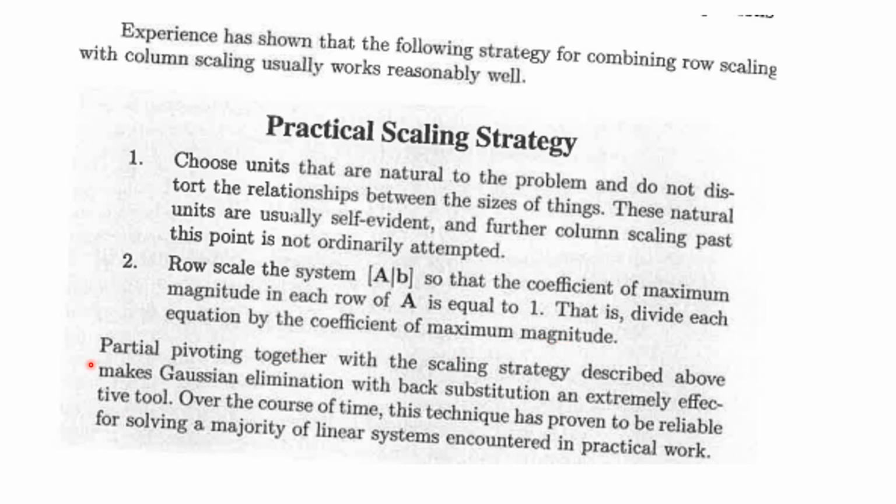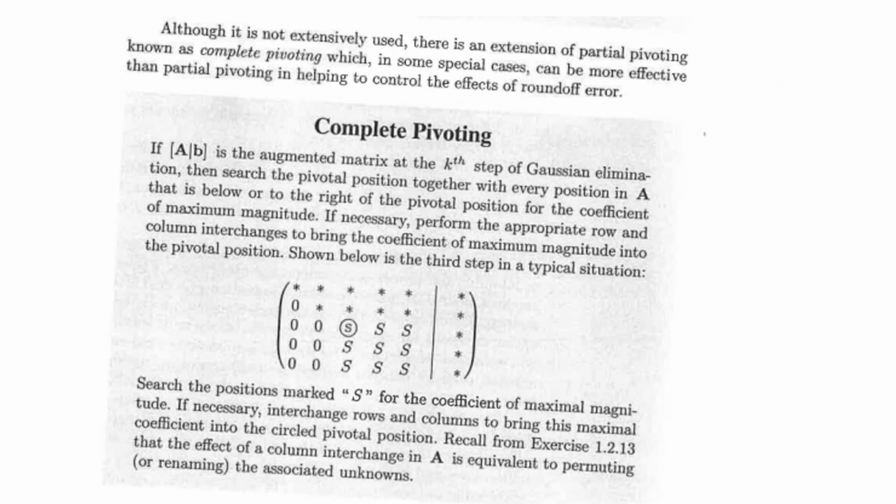So, partial pivoting together with the scaling strategy that we just described makes Gaussian elimination with back substitution an extremely effective tool. Over the course of time, this technique has proven to be reliable for solving a majority of linear systems encountered in practical work. Now, although it's not extensively used, there is an extension of partial pivoting known as complete pivoting, which in some cases can be more effective than partial pivoting in helping to control the effects of round-off error.